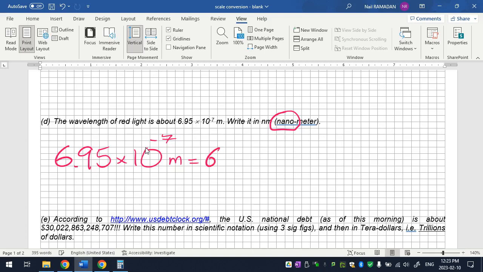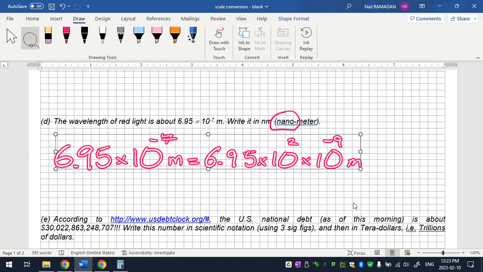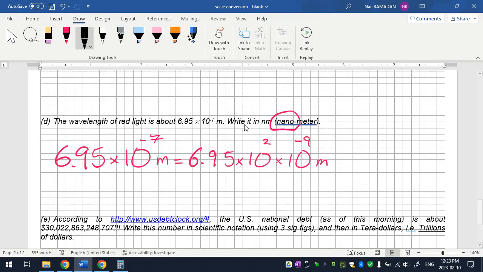So go ahead. 6.95 times 10 to the 2 times 10 to the -9 in meters still. Okay, what does this part become? Come on. 695. And this part is the what? Just this part. Yep, that is actually the what? The wavelength of red light. Done. That's it.